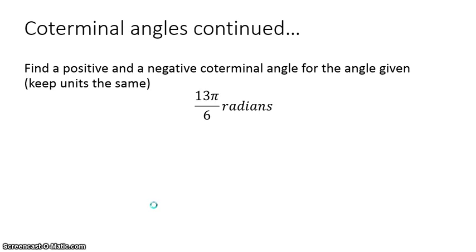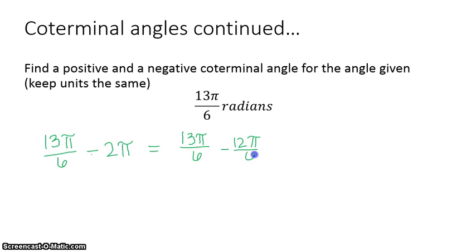To do it with radians, instead of adding 360, you're going to add 2 pi. So I'm going to do 13 pi over 6. If I subtract a circle, so subtract 2 pi, that will give me a coterminal angle. If you're struggling with how to do that, remember you want common denominators. So 13 pi over 6 minus 12 pi over 6 would be 1 pi over 6. So pi over 6 radians would be the same, coterminal to 13 pi over 6 radians.